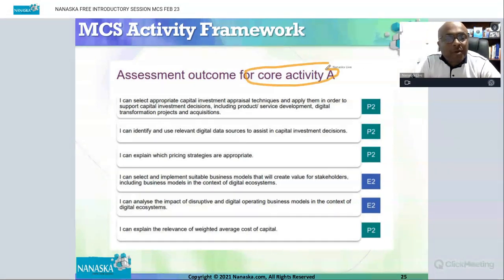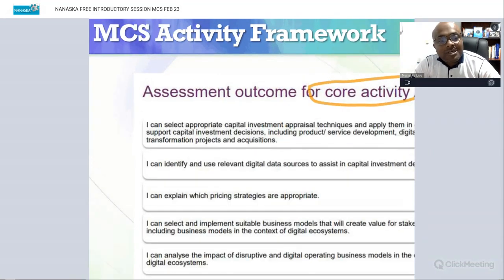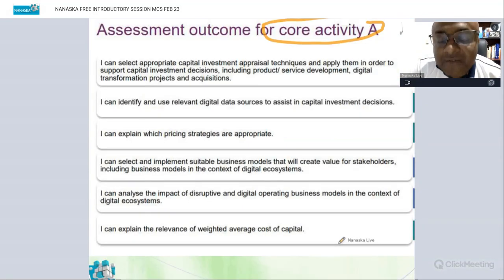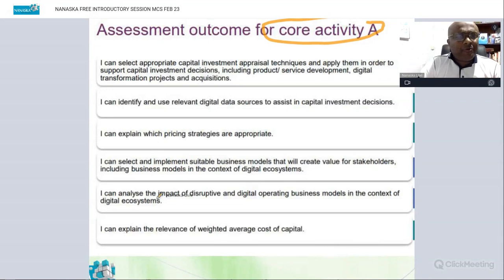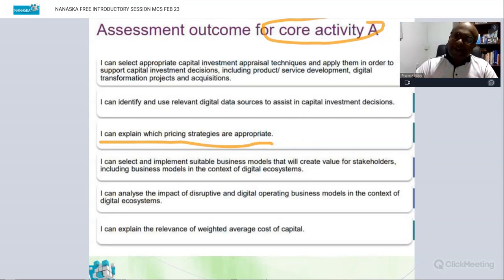Core activity A, evaluate opportunities: CIMA divided that heading into 6 areas. Those are the 6 areas that will be covered under core activity A. I will show you a few. For example, I can explain which pricing strategies are appropriate. That is in core activity 1.